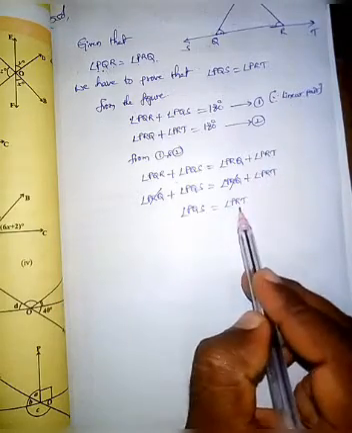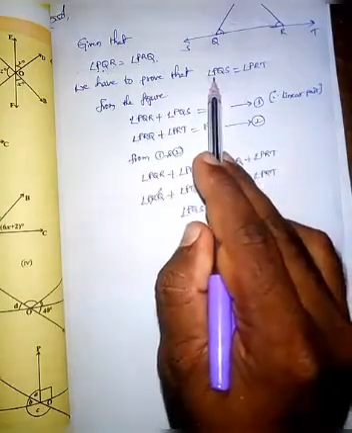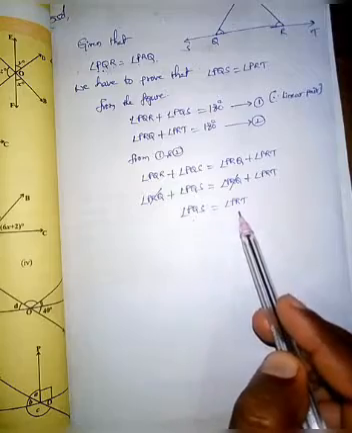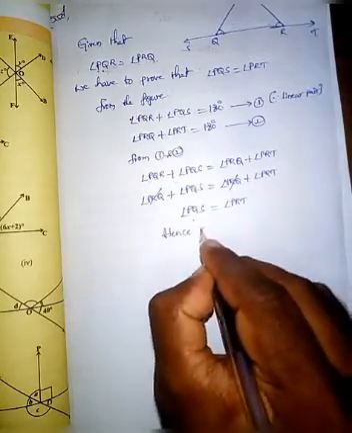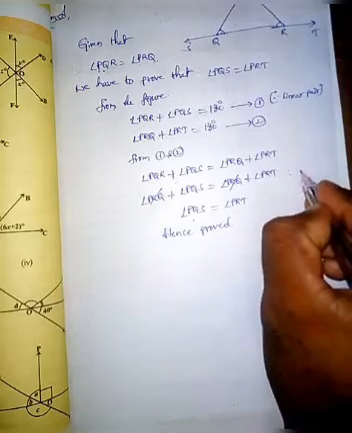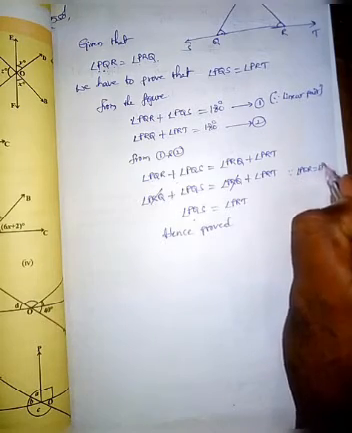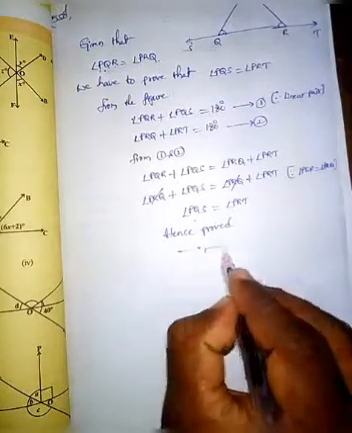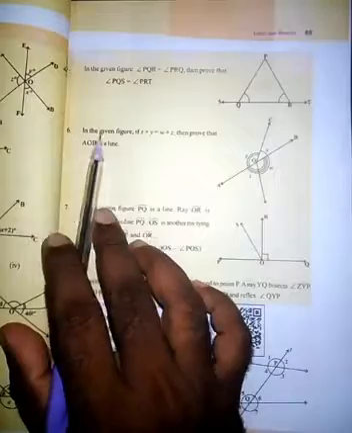So we require this solution because we have to show that angle PQS equal to angle PRT. So we showed here. Hence proved. Write the reason here. Since angle PQR equal to angle PRQ. That's enough.